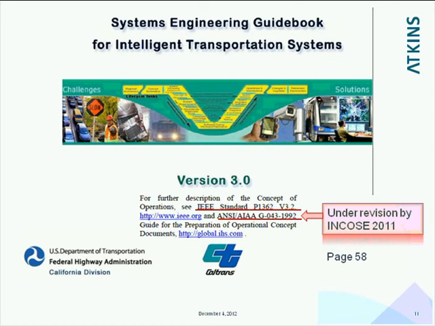This is the cover of the System Engineering Guidebook put out by the Federal Highway and the California Department of Transportation, which has been adopted pretty much as a standard for them. And it applies the system engineering principles to intelligent transportation system projects. They refer in this document to those two standards that refer the reader to further information on how to write a ConOps, and I put that on there and underlined it.